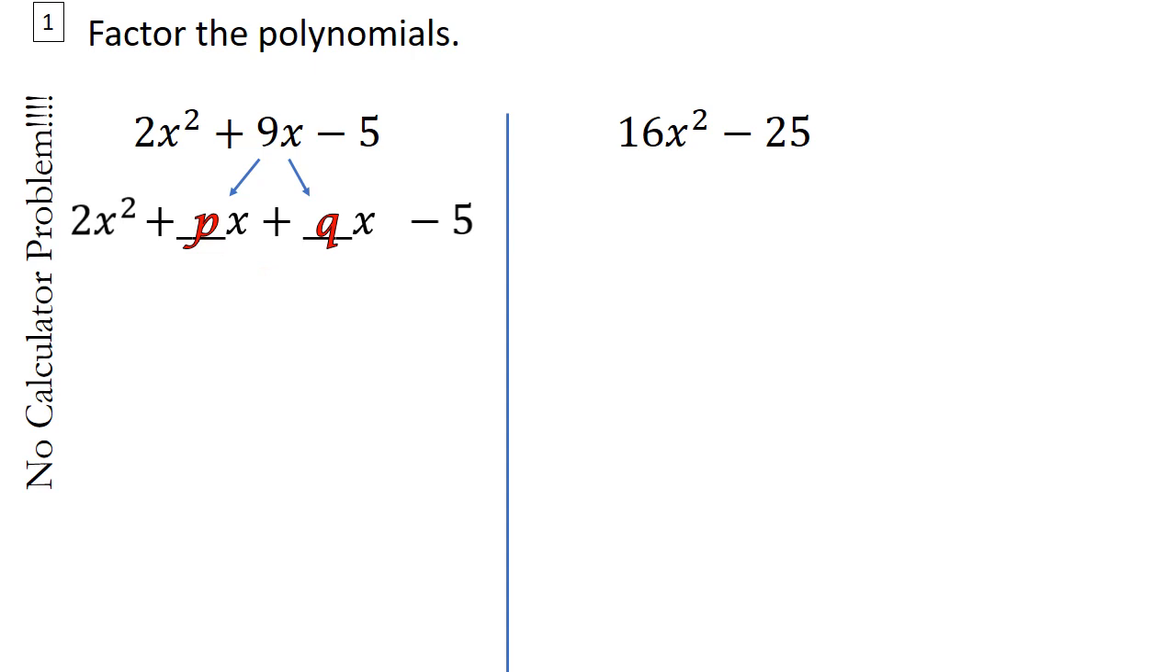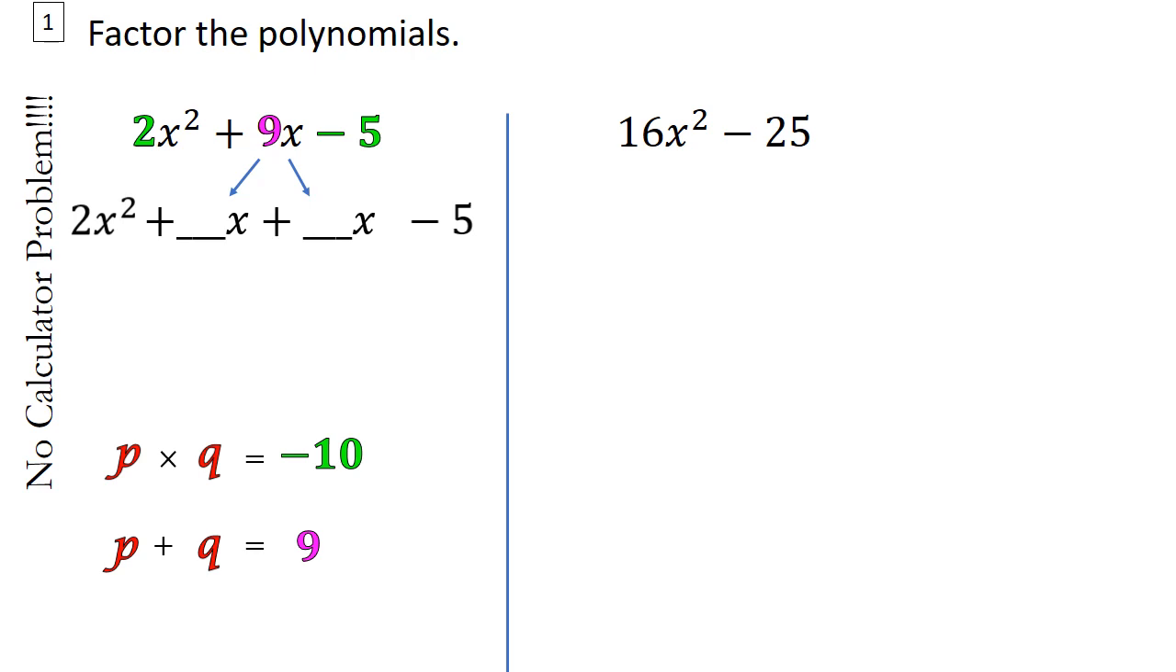And we get 2 hints for that. P times Q is going to multiply to be the first number times the last number, 2 times -5. Don't forget that negative. 2 times -5 is -10. So I'm looking for 2 numbers that multiply to be -10 and that add to be the middle number, which is 9. So 2 numbers that multiply to be -10 and add to be +9.